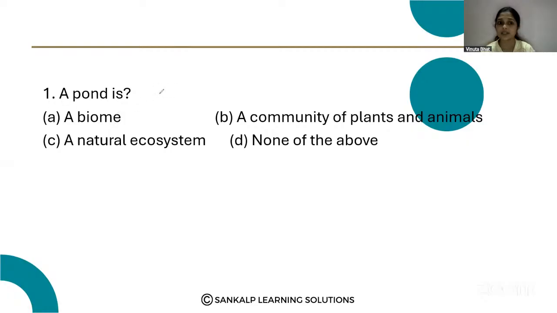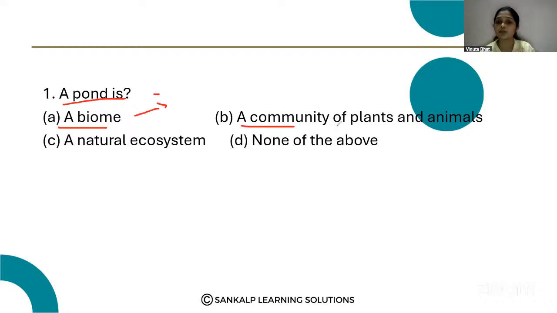A pond is, so a biome. So it is not a biome. Biome means it includes several different types of ecosystem, and the pond is not a biome, because a biome covers a large geographical area. Pond is not able to cover a large geographical area, so it is not a biome.